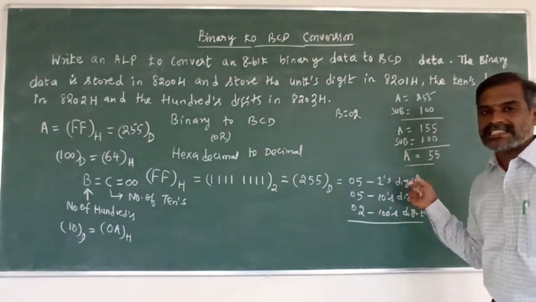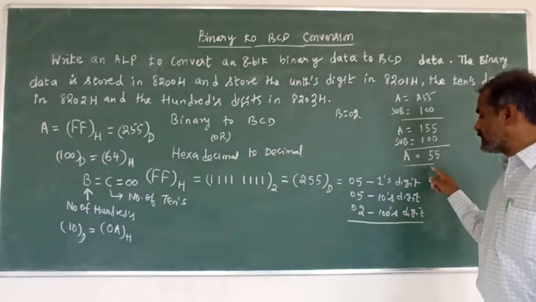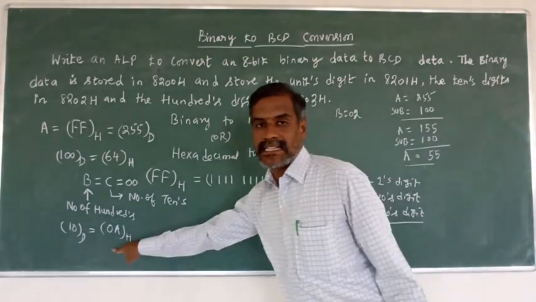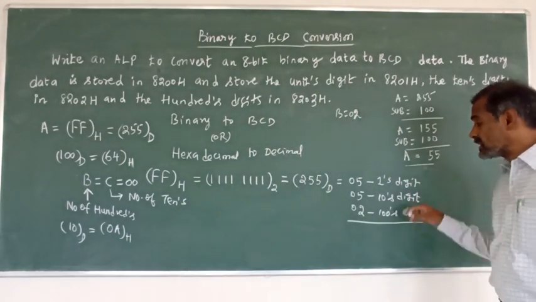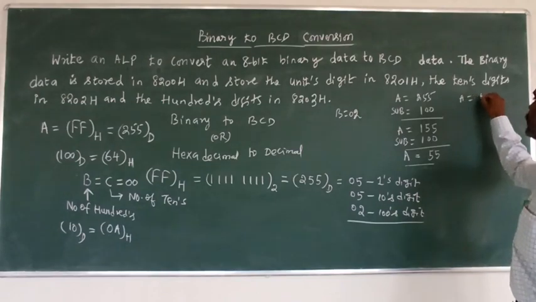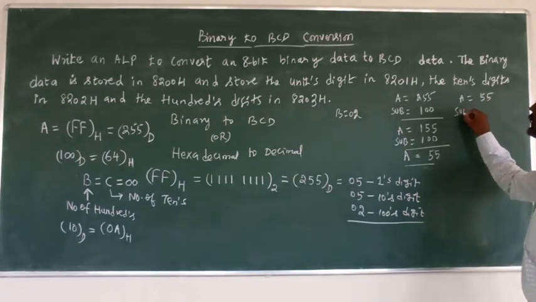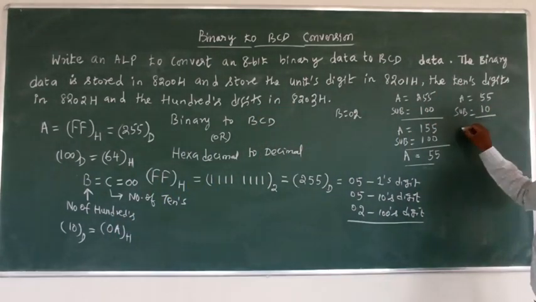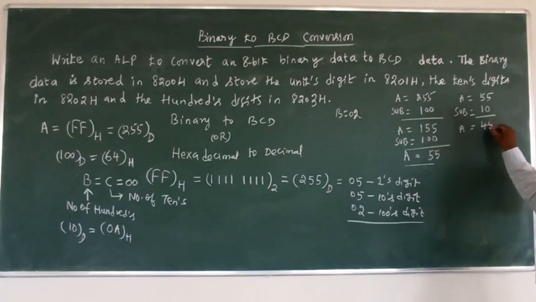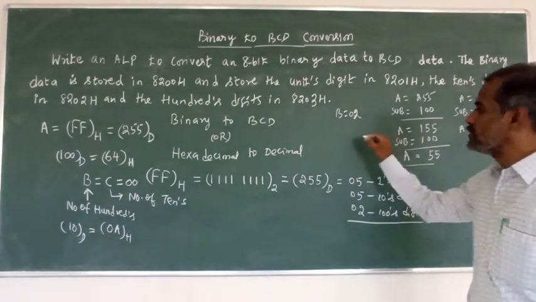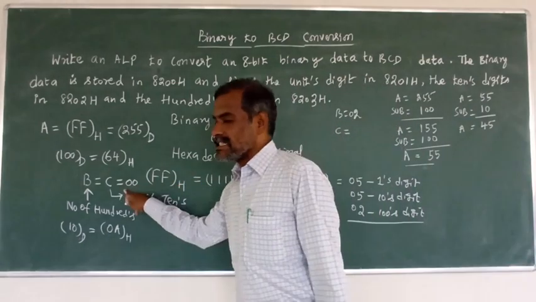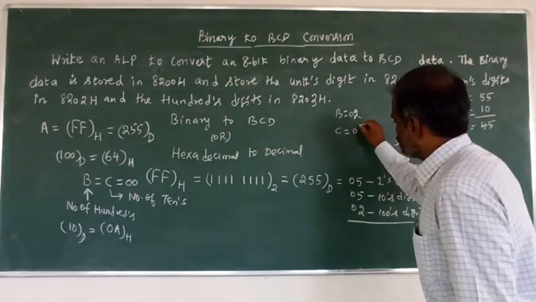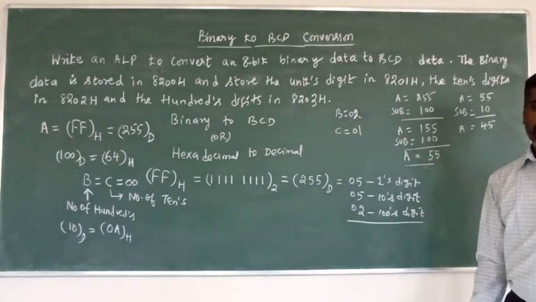Here the carry flag will be reset, because the accumulator content is greater than 10. If the accumulator content is greater than 10, the accumulator data 55 is subtracted by 10. After subtraction the accumulator holds 45. Now for tens, the C register is initially 0. After the first subtraction, increment the C register to 1.